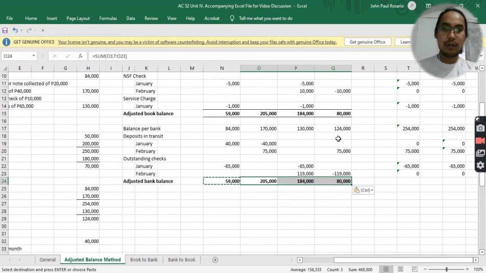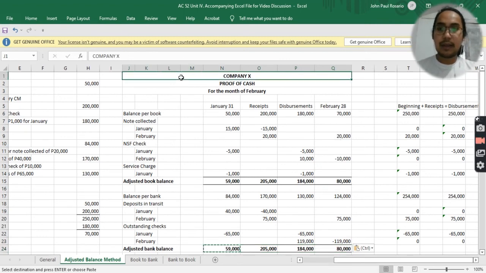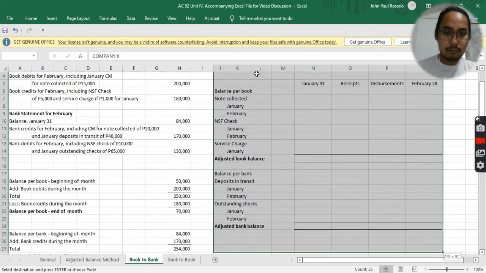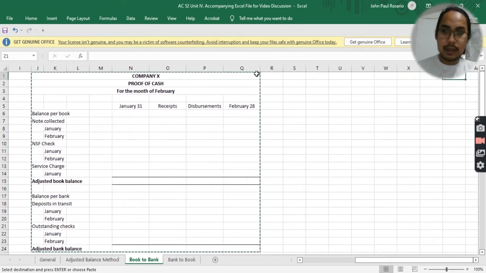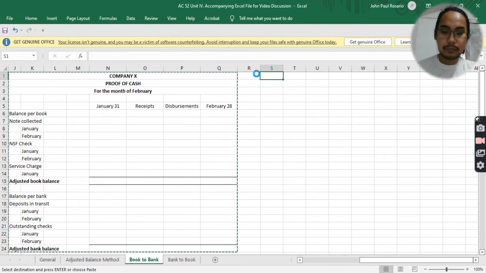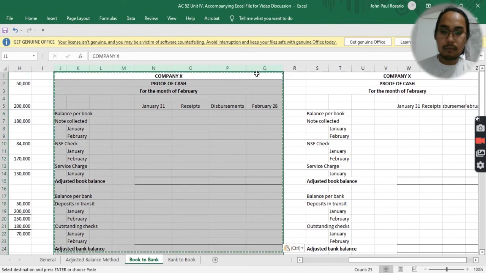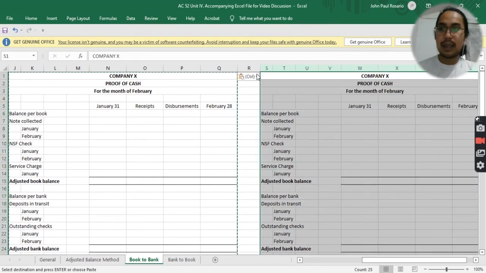let's go to book to bank balance. Okay, let me just try and copy this one. Dire sa iyang side para magtapad sila. Okay, para same size. Okay, sige, go.